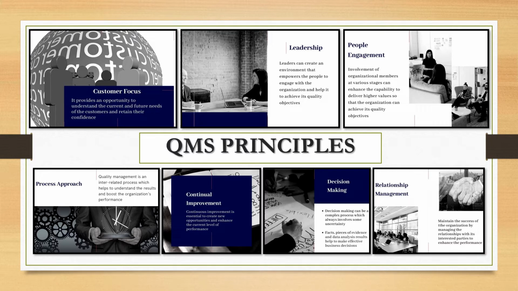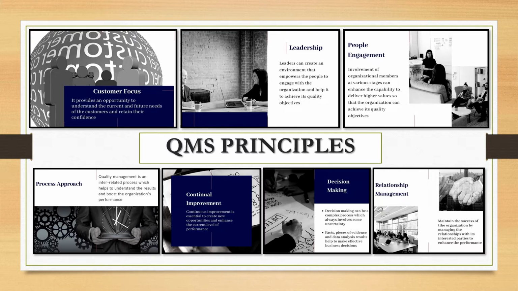Process approach. Quality management system is an interrelated process and it is result oriented. So it will boost the organization's performance. Continual improvement. Continual improvement is the essential tool to create new opportunities and enhance the business level of the organization. Decision making. Decision making is a complex process, so the quality management system is an evidence-based system. The facts, evidence, data analysis results and previous experiences will make effective business decisions.